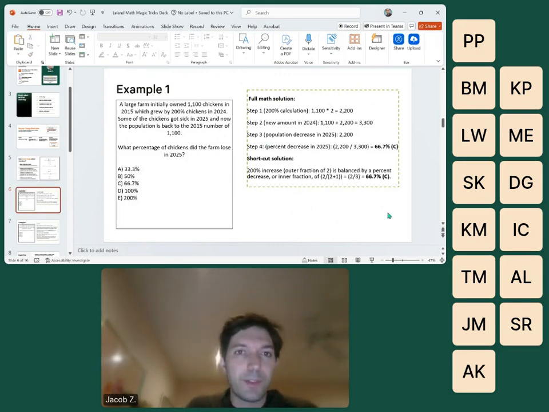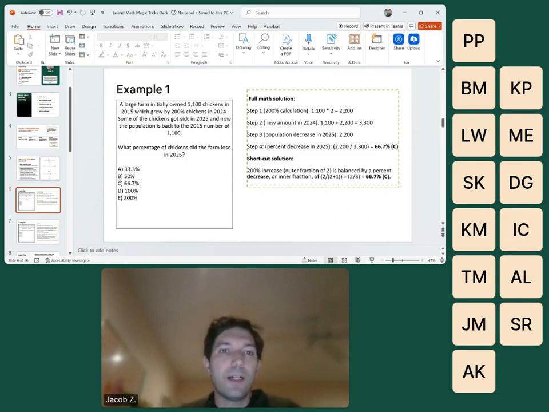So the first example is, let's say you have a large farm initially. A large farm initially owned 1,100 chickens in 2015, and it grew by 200% in 2024. Some of the chickens got sick in 2025, and now the population is back to the 2015 number of 1,100. What percentage of chickens did the farm lose in 2025?